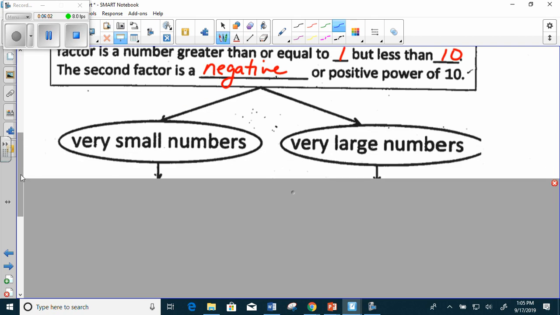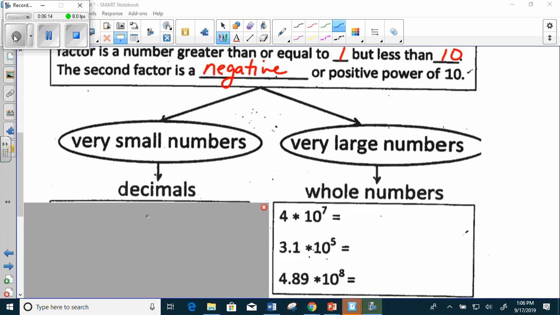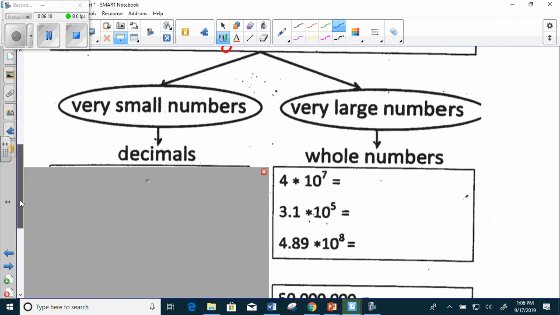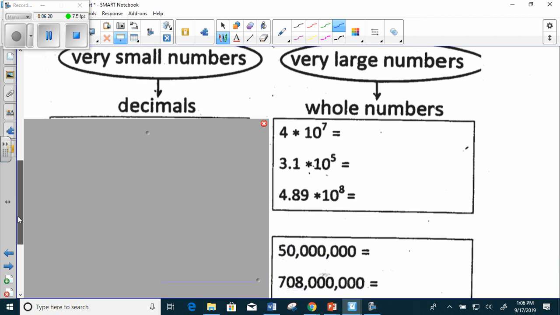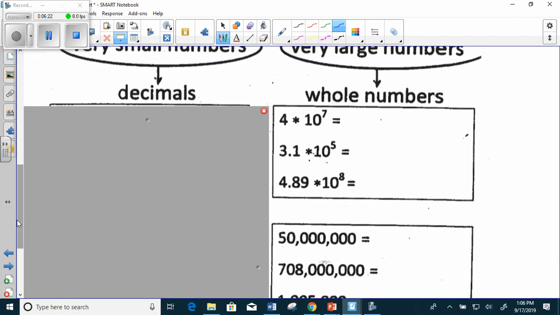All right, so you have very small numbers and you have very large numbers. So let's do our larger numbers first. Let's look at our positive numbers first. These are the very large numbers, our whole numbers. We're going to look at the right side of your paper, so make sure you're on the right side. Now, this box here, these numbers are written in scientific notation.